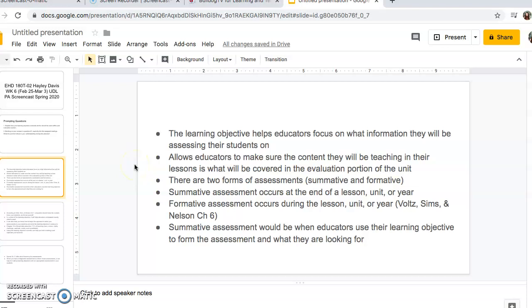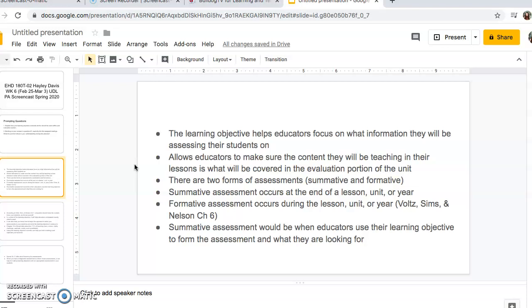So the learning objective is going to help educators focus on what information they'll be assessing their students on. And this also is going to allow educators to make sure the content they'll be teaching in their lessons is what's going to be covered in the evaluation portion of the unit.